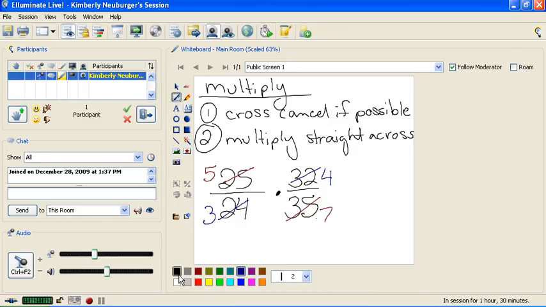So now we can do step 2 and multiply straight across. 5 times 4 is 20, and 3 times 7 is 21. That was much easier to do than to multiply 25 times 32 and reduce down to a 20, and 24 times 35 and reduce down to the 21. So the cross-canceling makes it much, much easier to do your problems by giving you smaller numbers to deal with when you multiply. Now let's take a look at dividing.